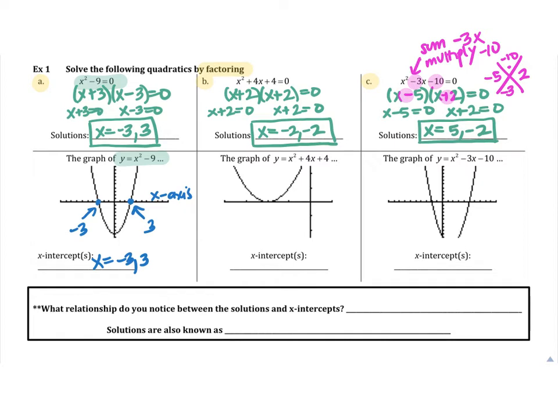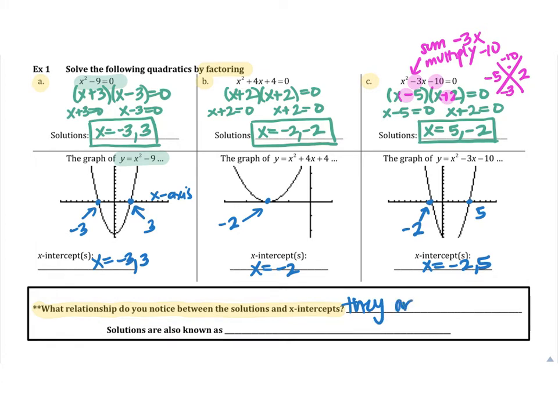For the next one, I graphed y equals x squared plus 4x plus 4, and I only had 1 x-intercept, but it was -2. So I have x equals -2. The next one, graph the quadratic: I have an x-intercept right here of 5 and an x-intercept of -2. So the big idea is, what relationship do you notice between the solutions and the x-intercepts? And hopefully right now at home you're saying they're the same, which they are.